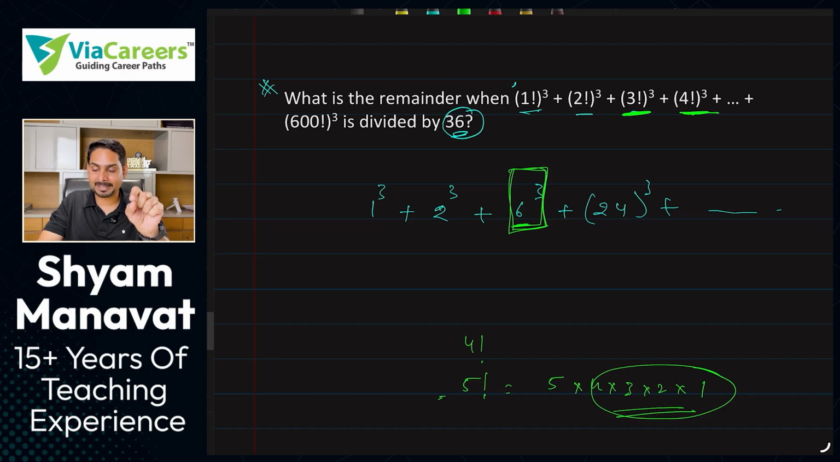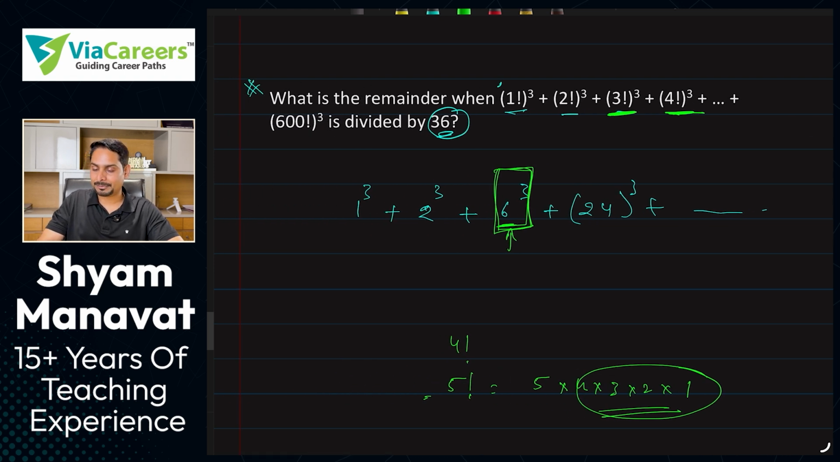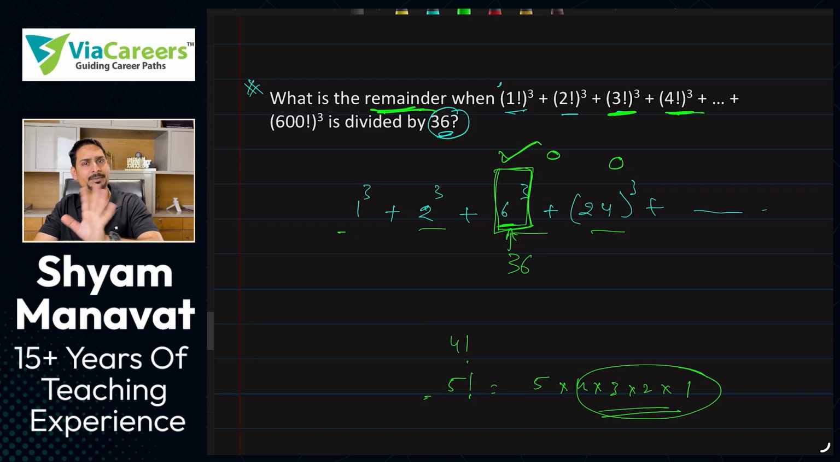अब यहाँ पे 3 factorial का cube क्या हो रहा है? मतलब 6 का cube. Now we know 36 is nothing but 6 square, correct? So that means if you divide these individually by 36, from 3 factorial cube onwards, all of them are divisible by 36. So they are going to give you a remainder. Focus on remainder. Quotient क्या होगा हमें मतलब नहीं. Remainder is 0, 0.